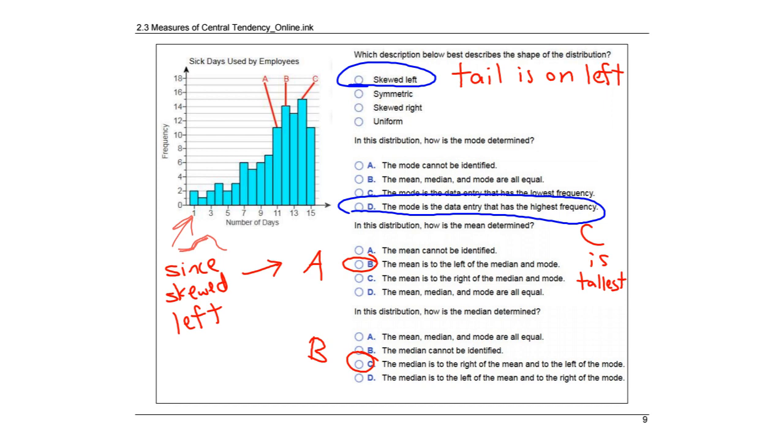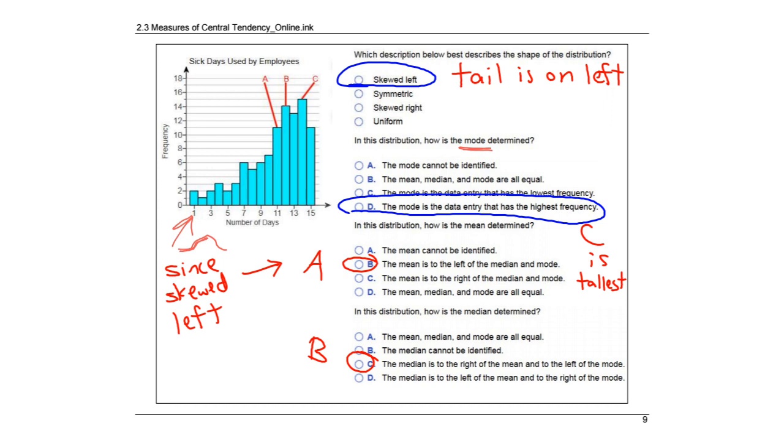Okay, so let's look at mode first. So mode is going to be the largest bar. Well, the largest bar is C, that's the tallest. And so the mode is the data entry that has the highest frequency. We know that. That's the data entry that shows up the most times. That has to be the tallest bar. In this case, that is C.